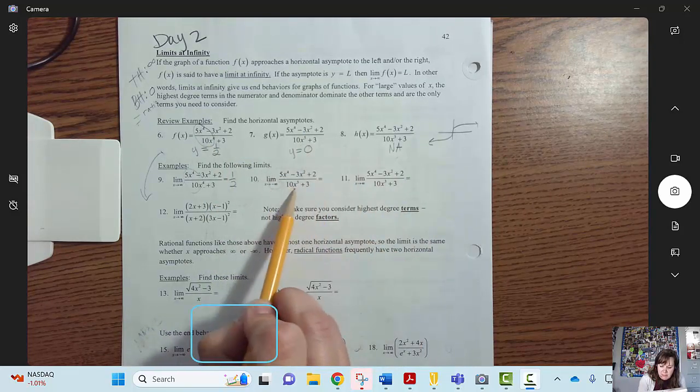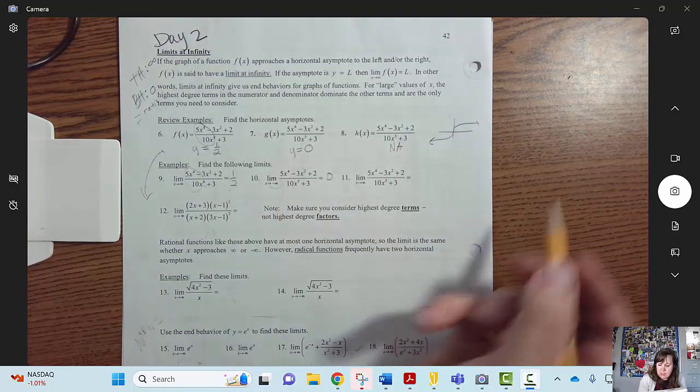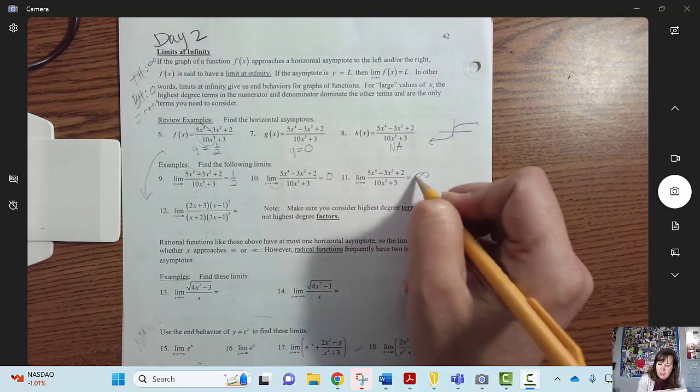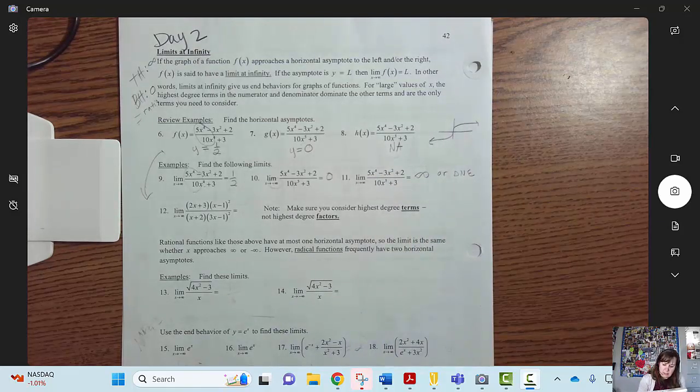Here, same thing, it's bottom heavy, so we get 0, and it doesn't matter that that's a negative, but sometimes it does. And this one is top heavy, so I would get infinity. Remember, does not exist is also a perfectly acceptable answer.